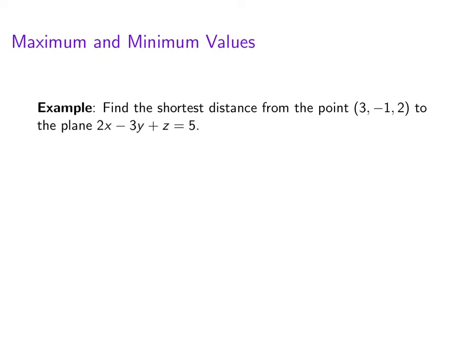Hello, calculus fans! Let's find the shortest distance from the point (3, -1, 2) to the plane 2x - 3y + z = 5. Now first notice that that shortest distance is not 0. The point in question is not on the plane. If you were to plug in (3, -1, 2) into that equation, you would not get 5.